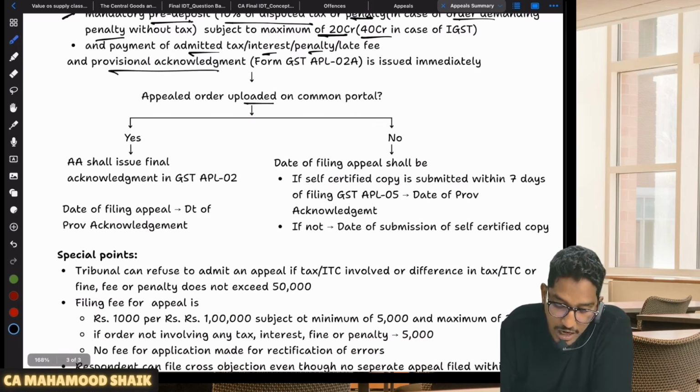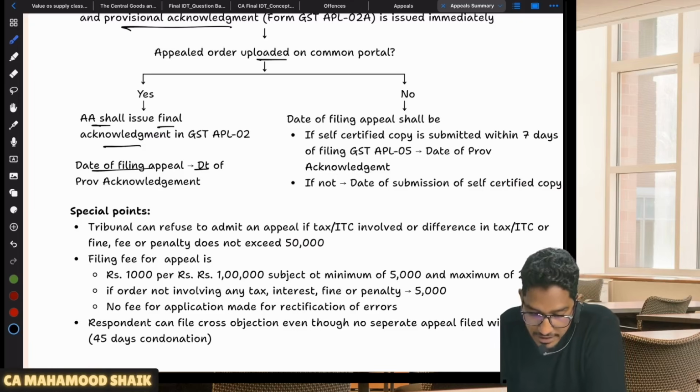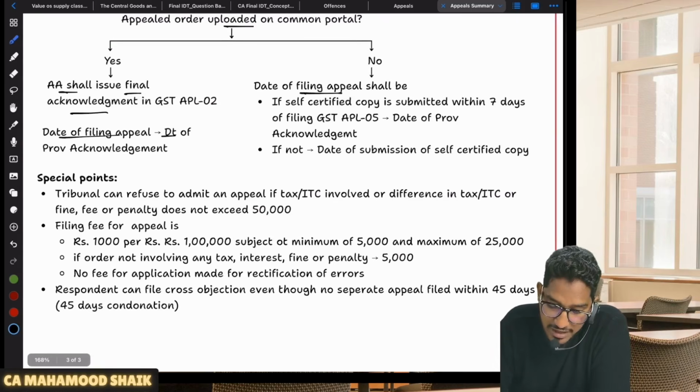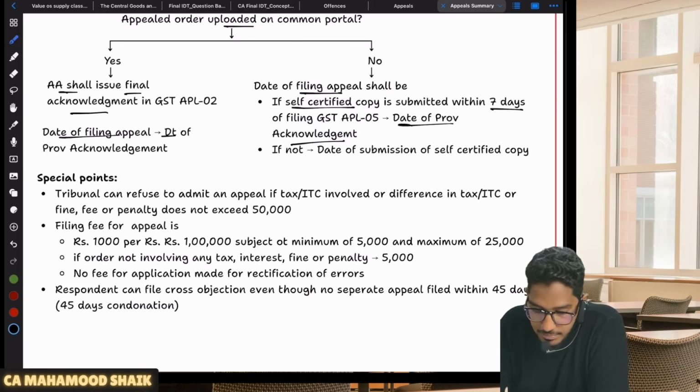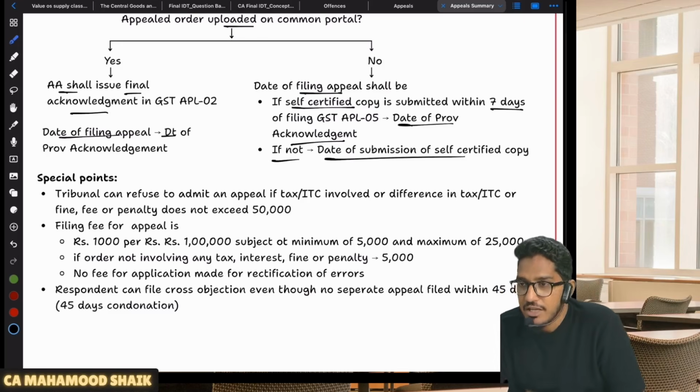Now, is the appealed order uploaded on the common portal? If the answer is yes, the AA shall issue the final acknowledgement. The date of filing the appeal will be the date of final acknowledgement. No sir, I am not submitting the appeal order on the portal. Then you have to submit a self-certified copy within 7 days. If I do it, the date of provisional acknowledgement itself will become the date of filing the appeal. If not, the date of submission of the self-certified copy will become my date of filing of appeal.